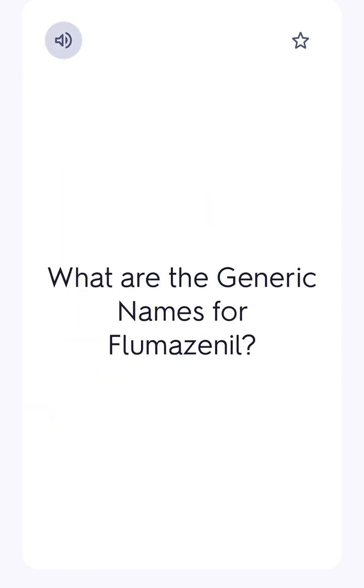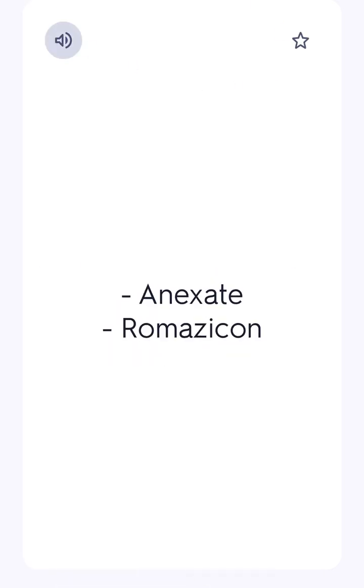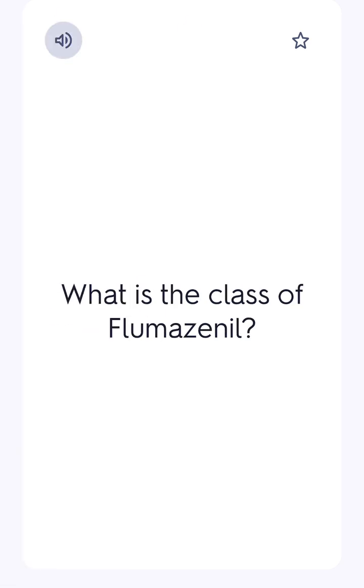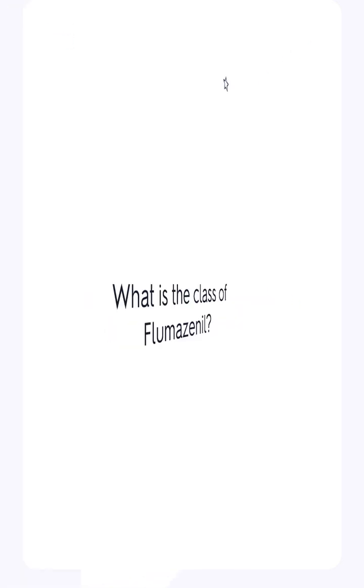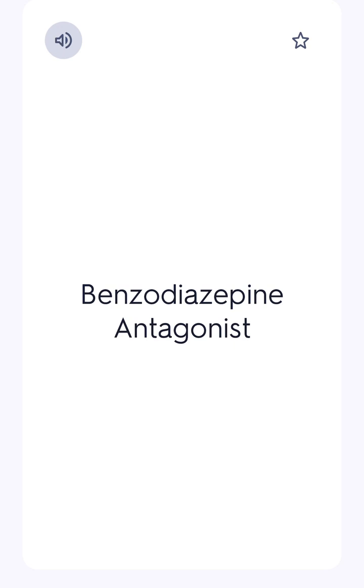What are the generic names for flumazenil? Anexate, Romazicon. What is the class of flumazenil? Benzodiazepine antagonist.